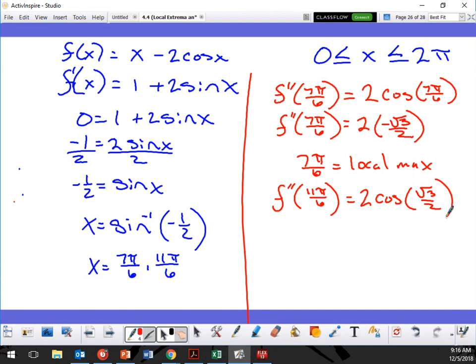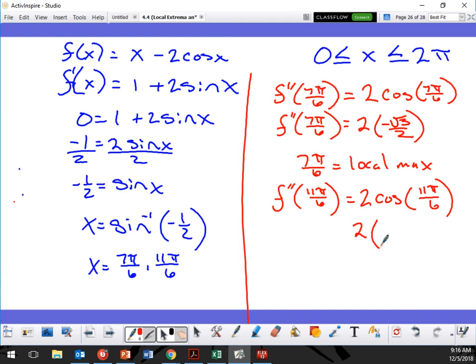Oh, wait, crap. 7 pi over 6, I know, I skipped a step. I was all excited about it. Don't you get excited about math sometimes? What? When the class is over. Man, the shade in here.